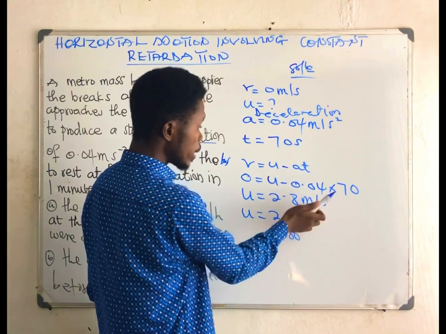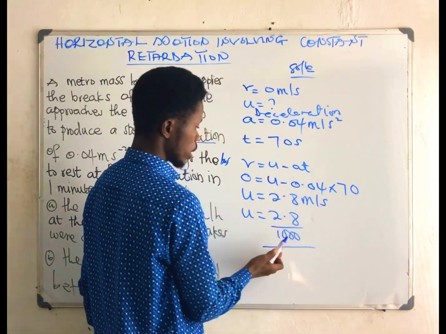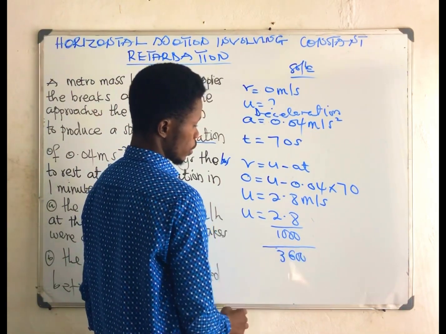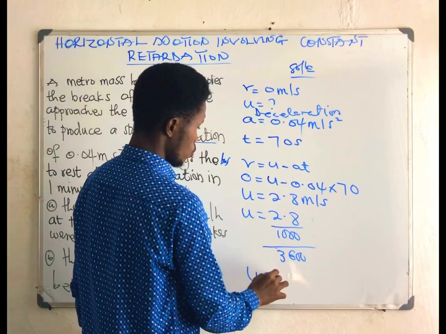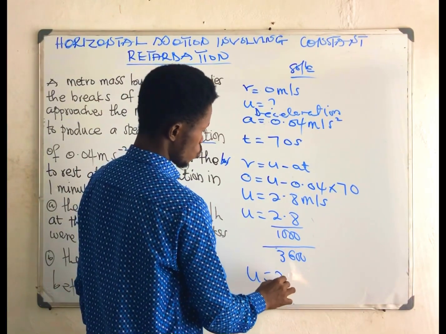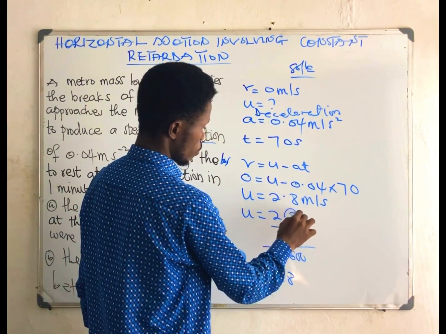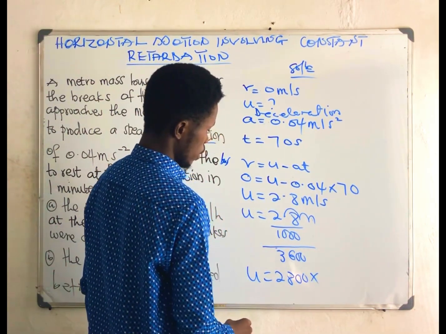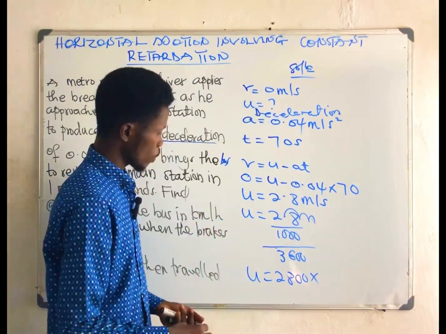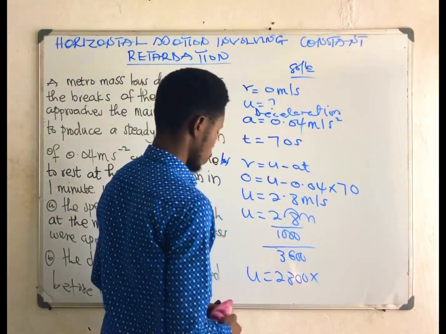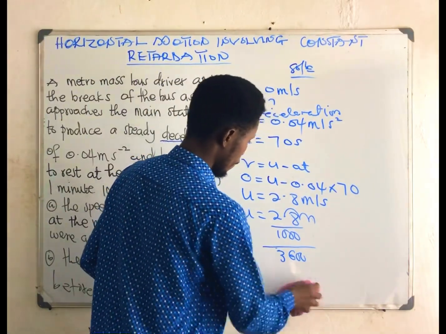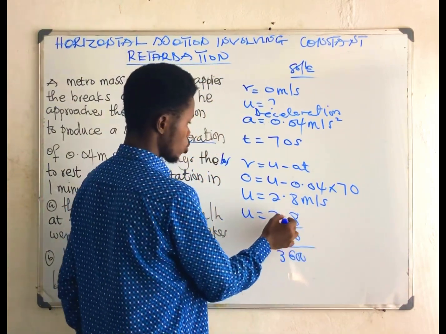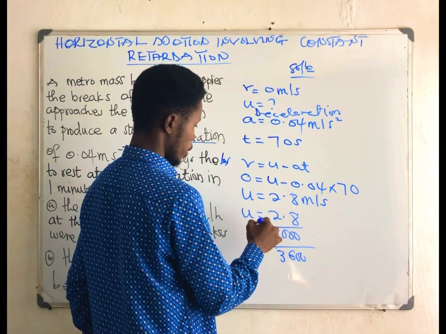Divided by, look, this per, so the seconds to hours is what? 3,600. Is that okay? So this will give you U equals 2.8, or you stand and move 1, 2, 3, 2800 times, this one is dividing, so it will go here 1, 2, 3, right?